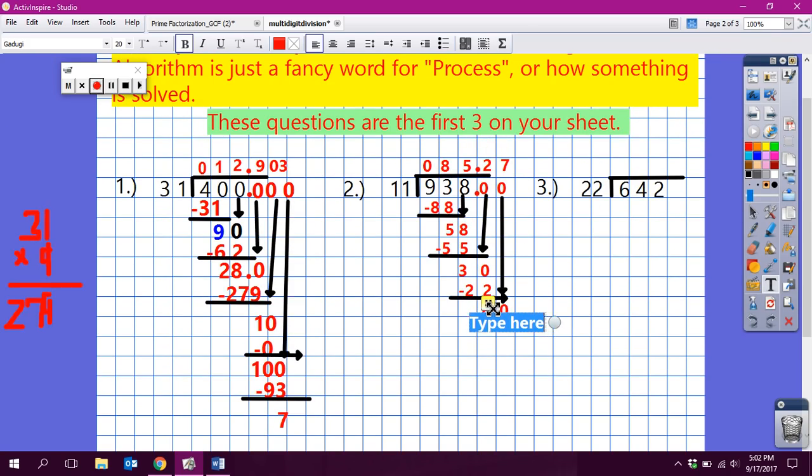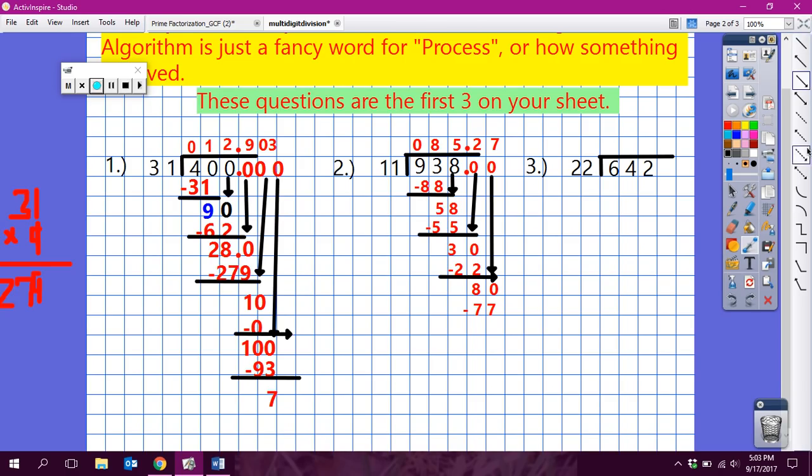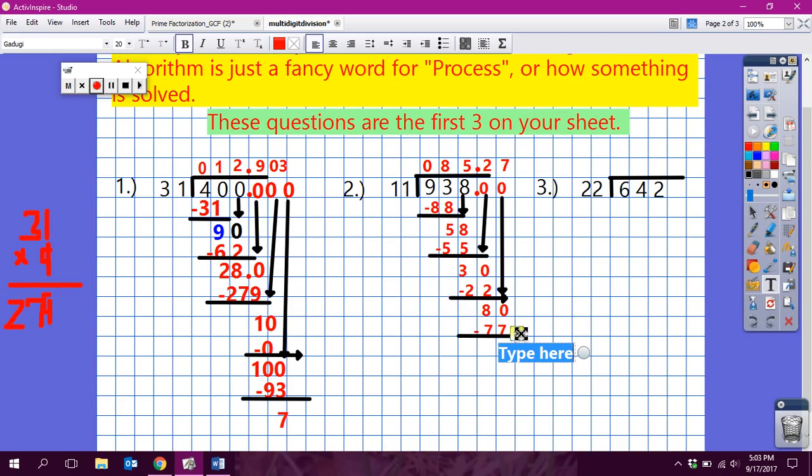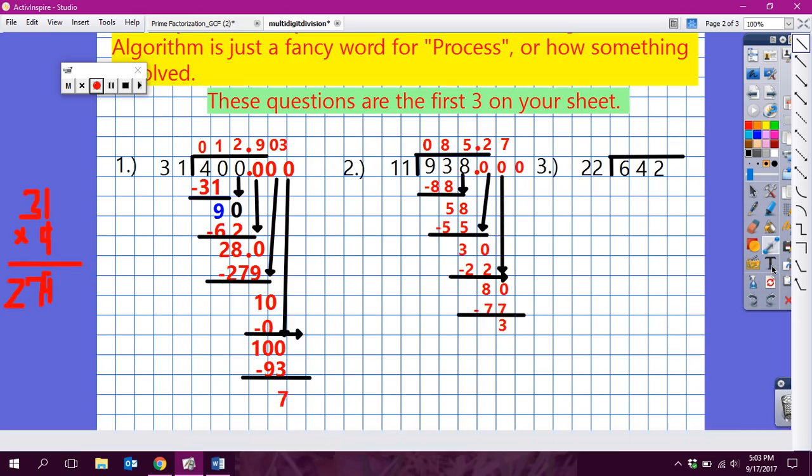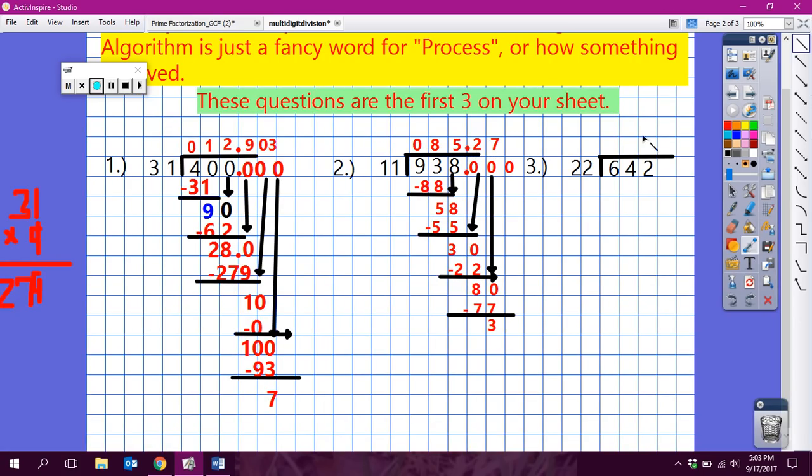So I got to take away 77 from this 80, minus 77. And you guys are probably working faster than me because you've got pencil and paper, you lucky ducks. Okay, this is going to be a 3 here. And I'm going to drop my last 0 because remember, we only want to go 3 spaces out. And I need this nice arrow to show that I am dropping the 0.